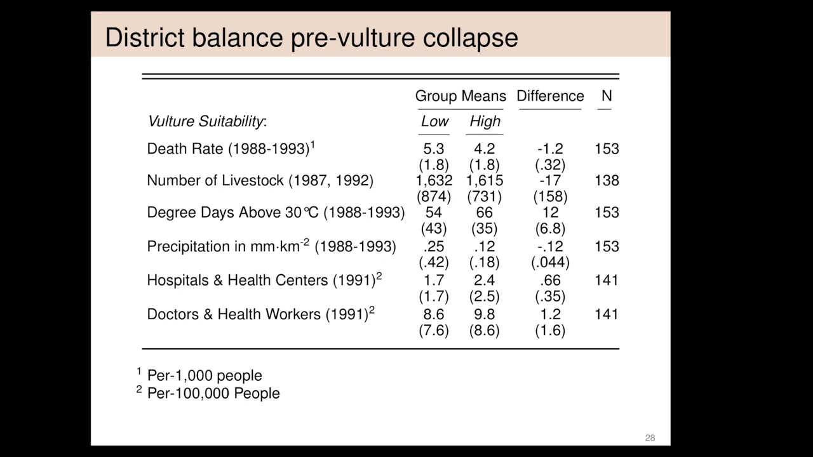But what we think is even more interesting is that we don't really see at baseline a difference in the direction in terms of healthcare access and infrastructure that would explain why these high suitability districts are going to see worse conditions in the future. But with the data from the census in 91, we can do even more and go and see what happened in the census in 2001.